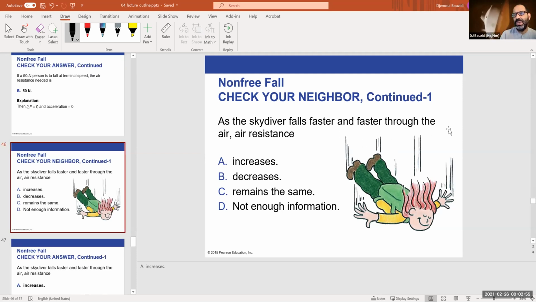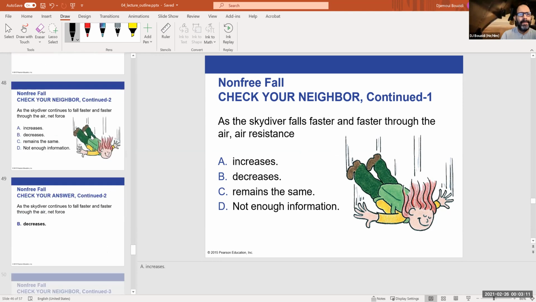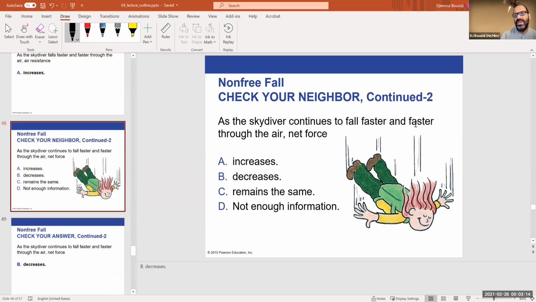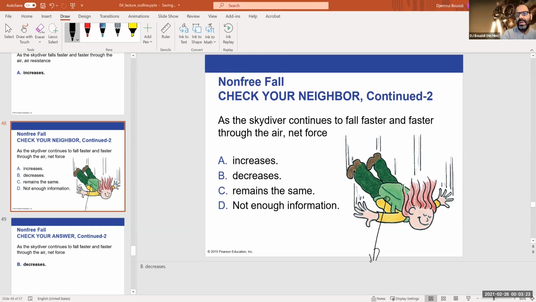As the skydiver falls faster and faster through the air, the air resistance increases, of course, because remember, the air resistance is proportional to the speed. Since it's falling faster and faster, the air resistance is increasing more and more. The net force then is less and less, because the weight never changes. The weight is the same for this person, but this force is becoming more and more, so the difference between the two is becoming less and less.